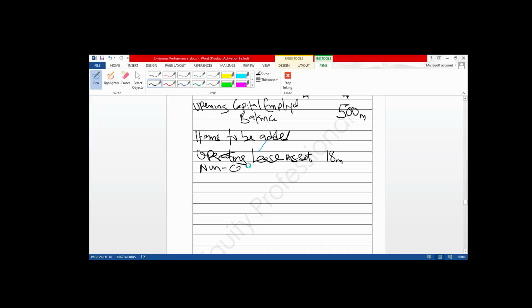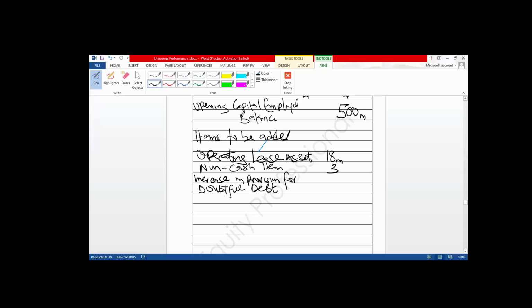Your non-cash item for 2020, 3 million. Add back increase in provision. There is an increase in provision for doubtful debts. How do we determine this?